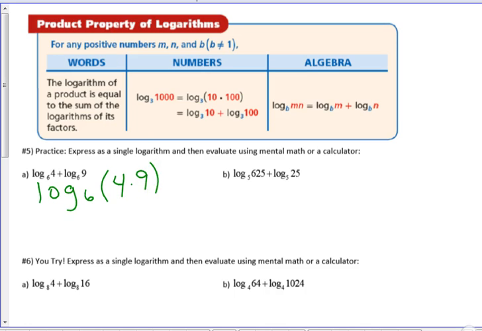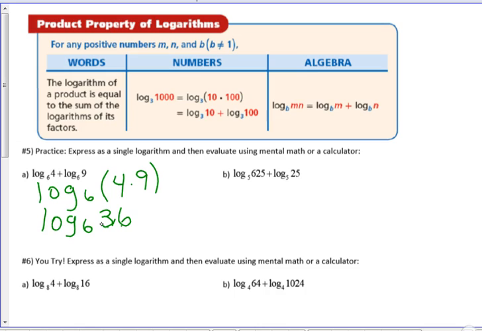And what is 4 times 9? 36. Good. So that is log base 6 of 36. I have expressed this as a single logarithm. It means I have brought it together, or there is just one log in my equation. Then it says evaluate using mental math or a calculator. So this is an actual number.